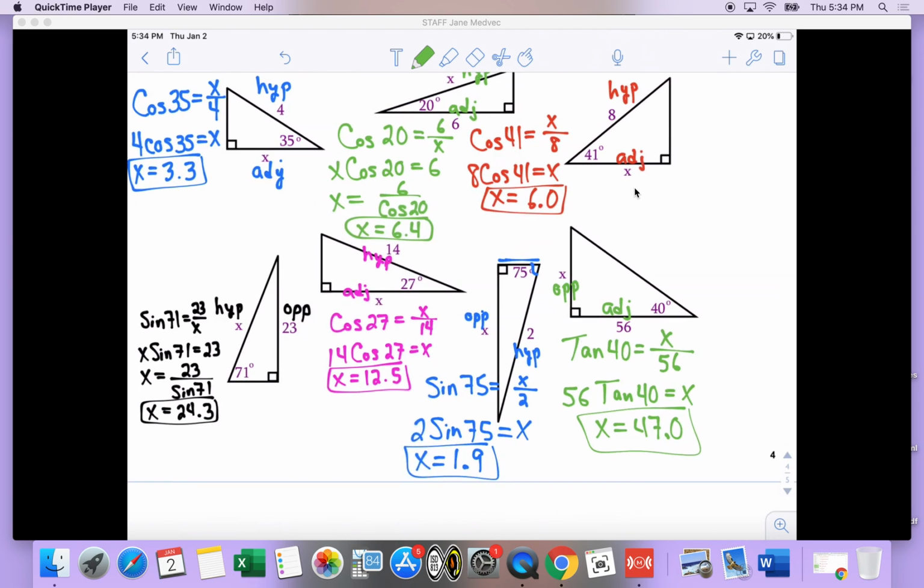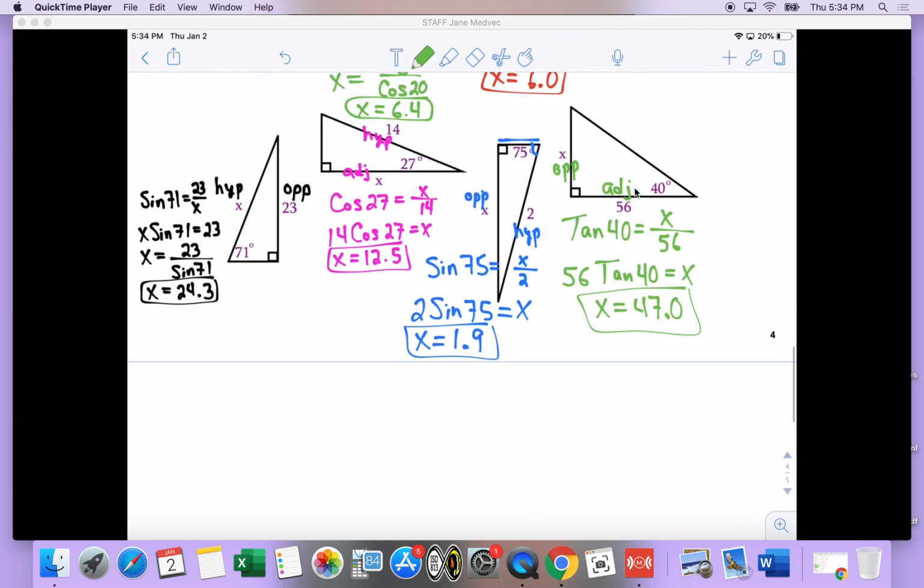Okay, so that is it. That is sine, cosine, and tangent in a nutshell. If you have questions, please make sure that you let me know.